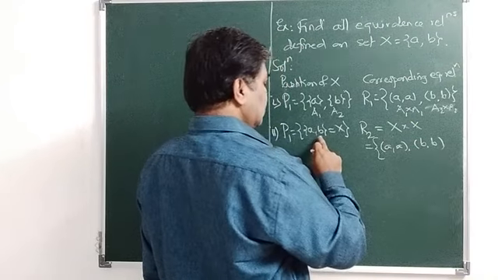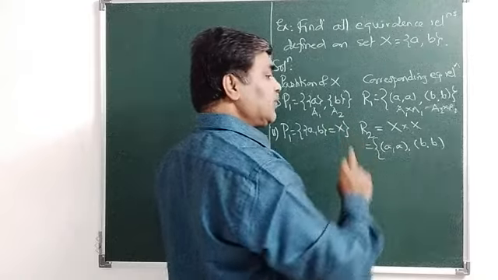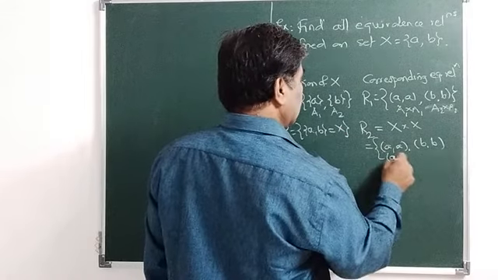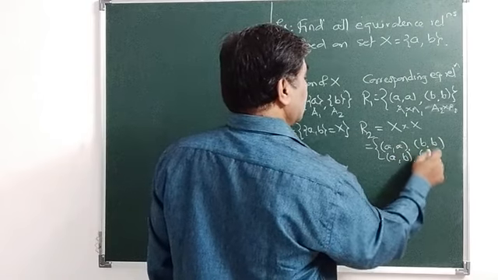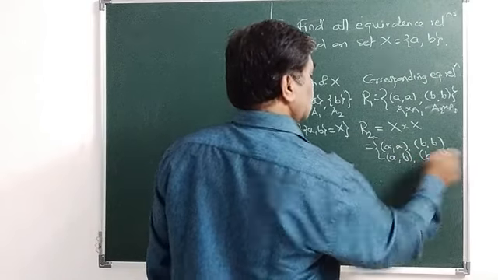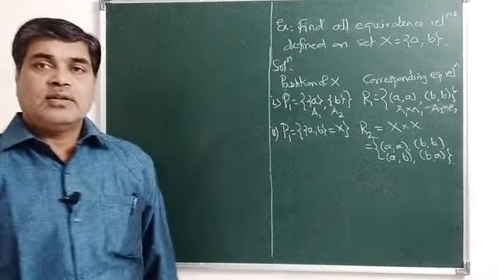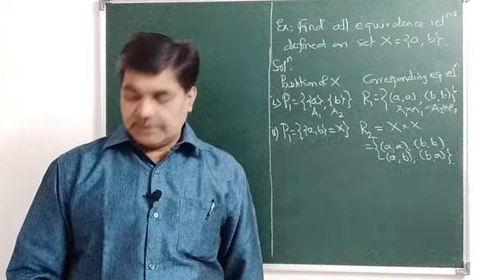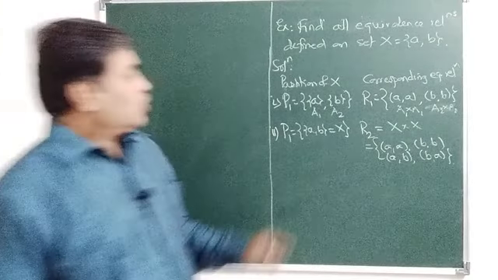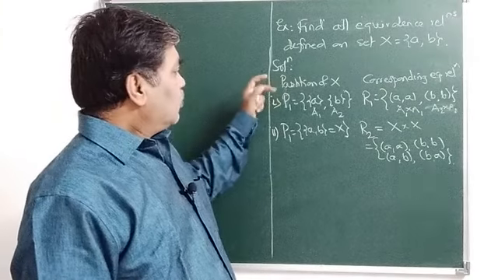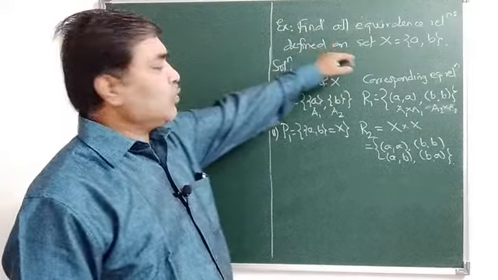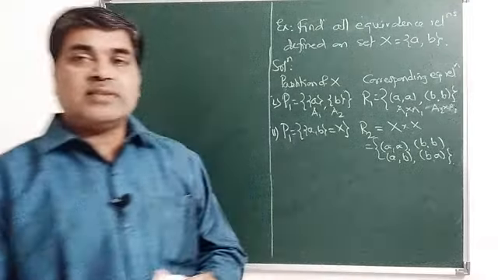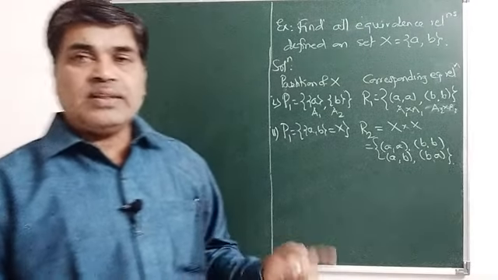X cross X means every element of X is related to each element of X. So A is also related to B, and B is related to A. So it contains four elements. Is it clear? As there are only two partitions defined for a two-element set, there exist only two equivalence relations on it.